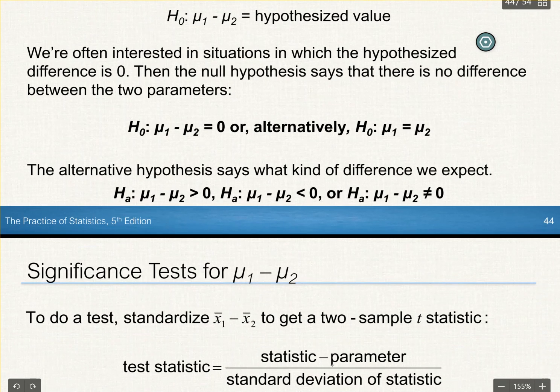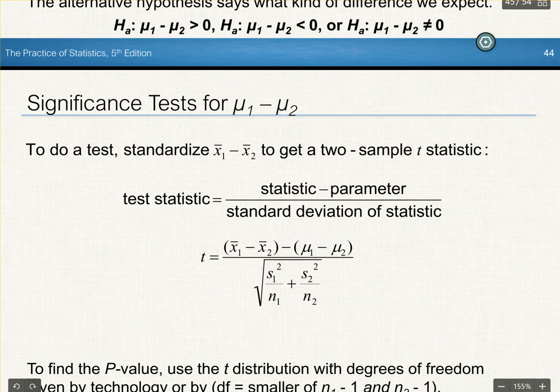So again, everything very, very standard. And again, we talked about the test statistic, which is this guy right here. We've used this already.